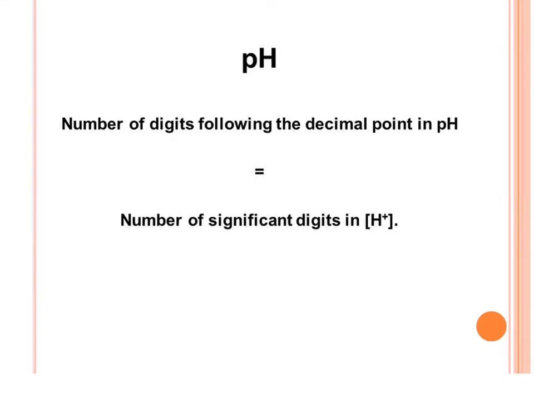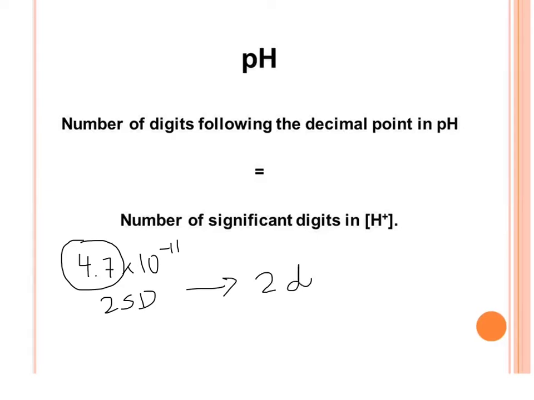In terms of significant digits, we have a new rule that we need to follow for pH. The number of digits following the decimal point in pH is equal to the number of significant digits in H+. In the last problem, we had 4.7 times 10 to the negative 11 moles per decimeter cubed as our concentration. This has 2 sig digs, meaning that our answer needs to be to 2 decimal places for the pH. So we would record that as 10.33, and that would be to correct significant digits.